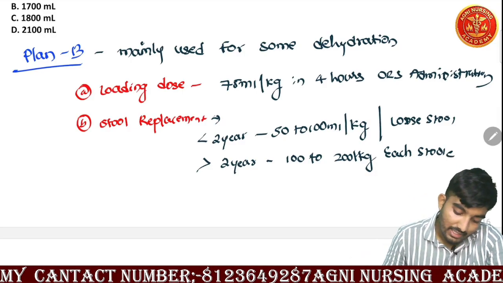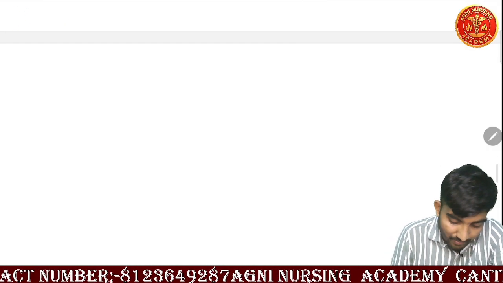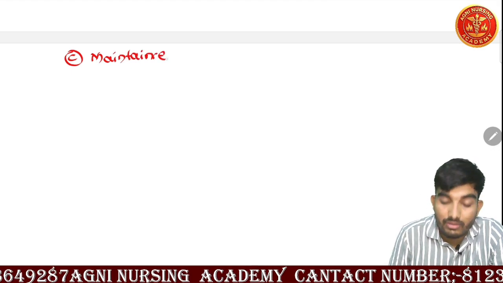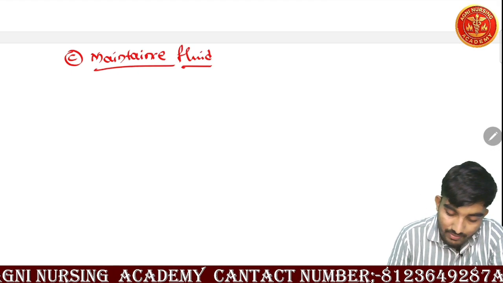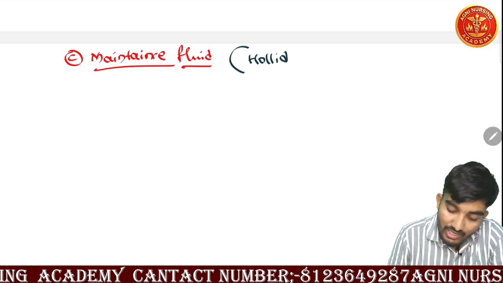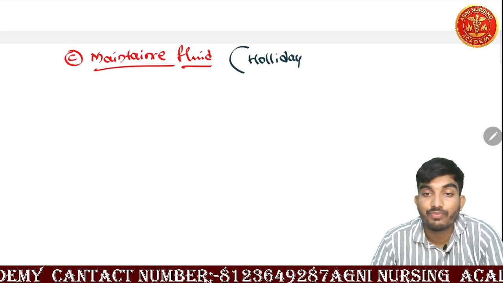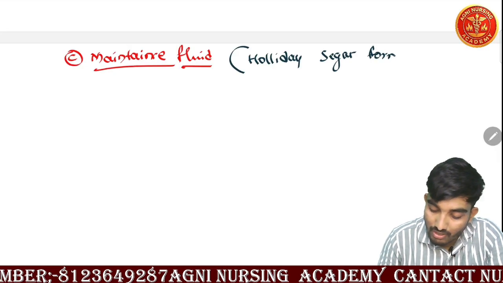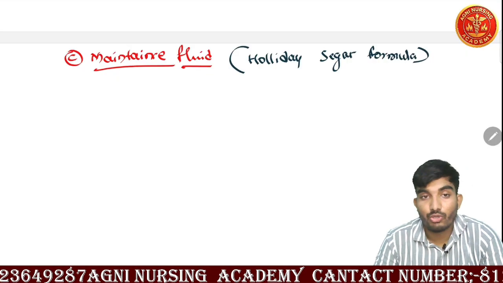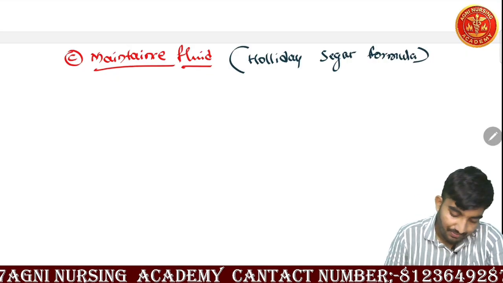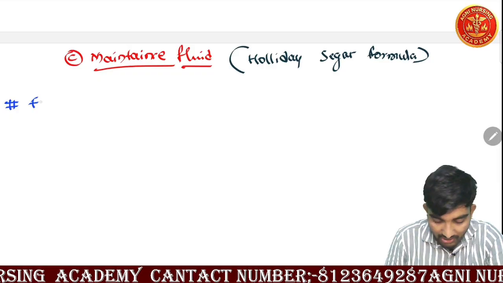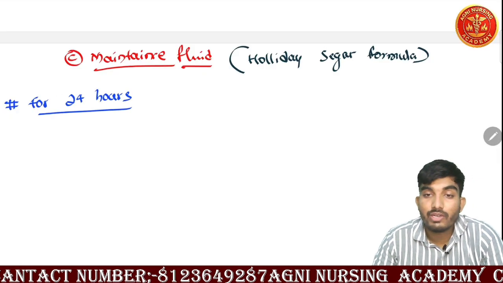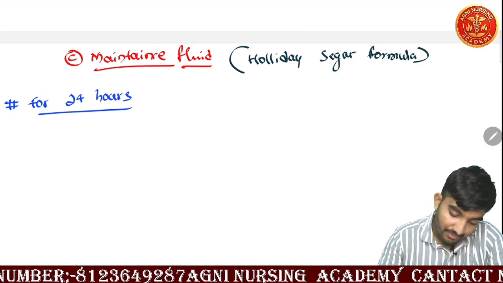We will see C, that is the maintenance dose. Actually, the question asked about this one, the maintenance dose. Maintenance fluid is also called the Holiday-Segar formula. Many times MCQs are asked on the Holiday-Segar formula, so we will see it in detail. In the Holiday-Segar formula, we give fluid replacement for 24 hours and hourly. First, we will see 24 hours. In this fluid replacement therapy, we give fluid according to the baby's weight.